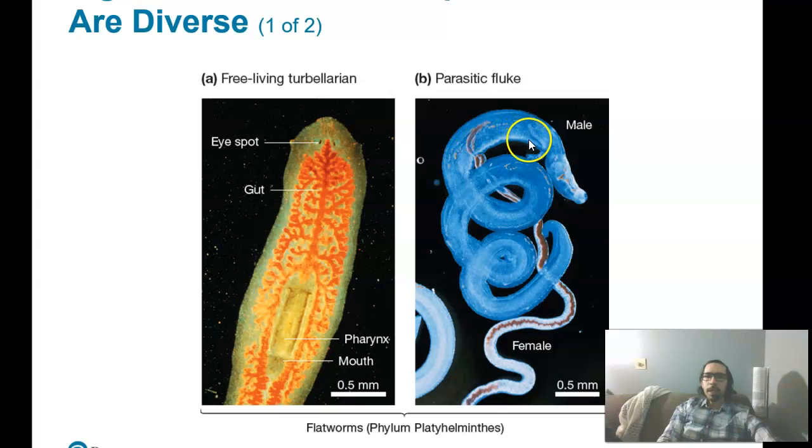And then on the right, you can see an example of a parasitic fluke. There are many different types of flukes. You have things like the sheep liver fluke. There's the human blood fluke. So, different types of flukes.